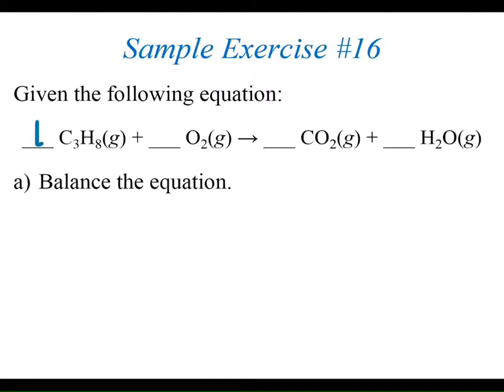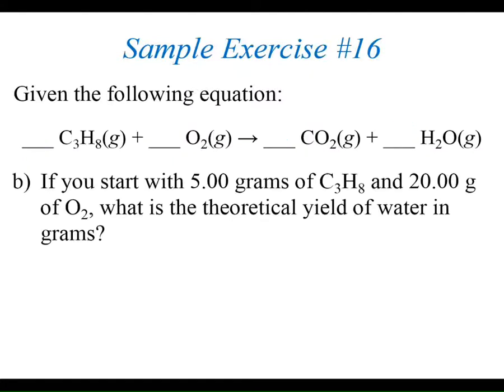1, 5, 3, 4. Let's see. That gives me 3 carbons on the left, 3 on the right, 8 hydrogens on the left, 4 times 2, 8 on the right, 5 times 2, 10 oxygens on the left, 3 times 2, 6, plus 4 is 10 on the right. So good. 1, 5, 3, 4. Okay, carry on. Do the next part. Keep going.